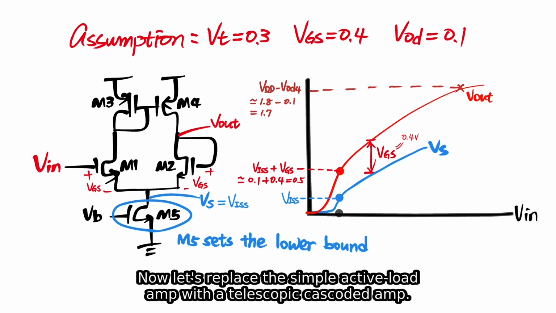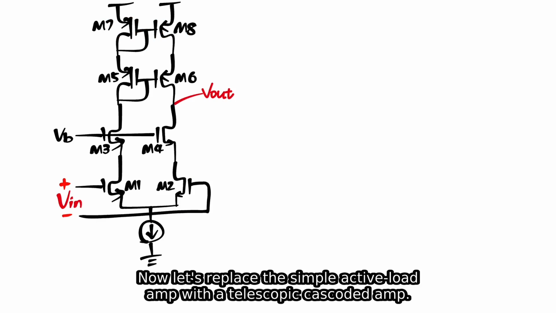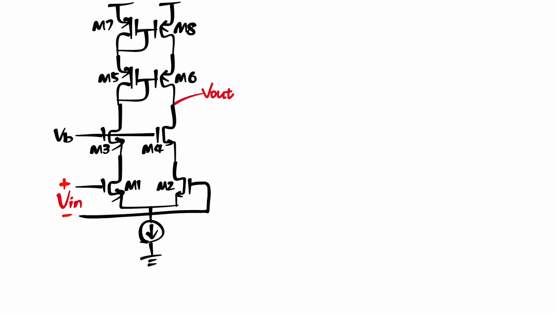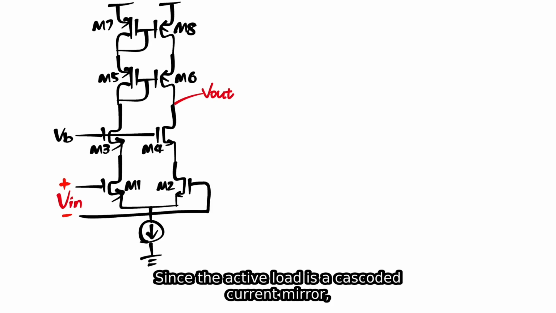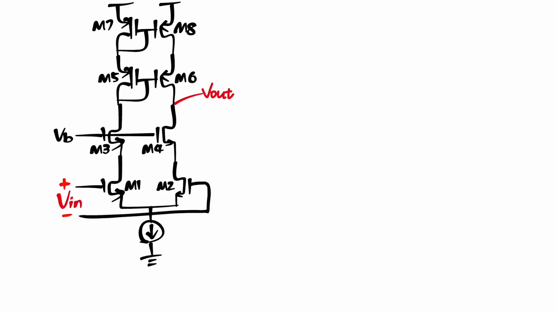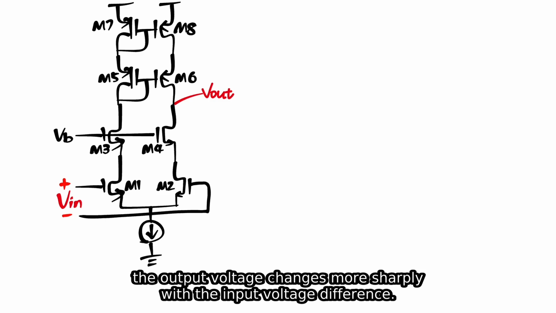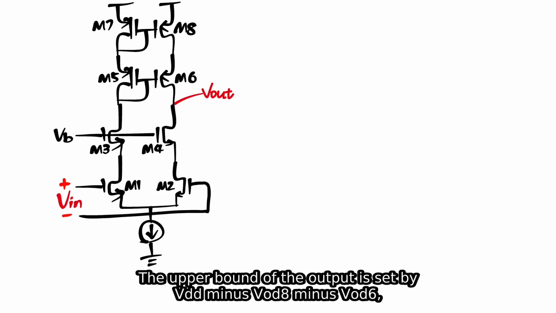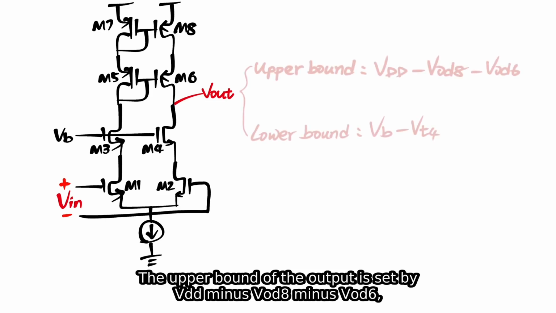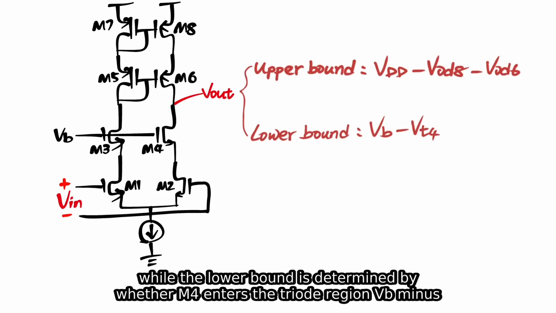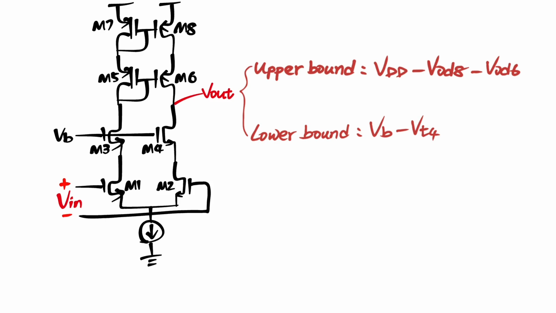Now let's replace the simple active low amp with a telescopic cascoded amp. Since the active load is a cascoded current mirror, the output voltage changes more sharply with the input voltage difference. The upper bound of the output is set by VDD minus V overdrive 8 minus V overdrive 6, while the lower bound is determined by whether M4 enters the triode region, VB minus VT.